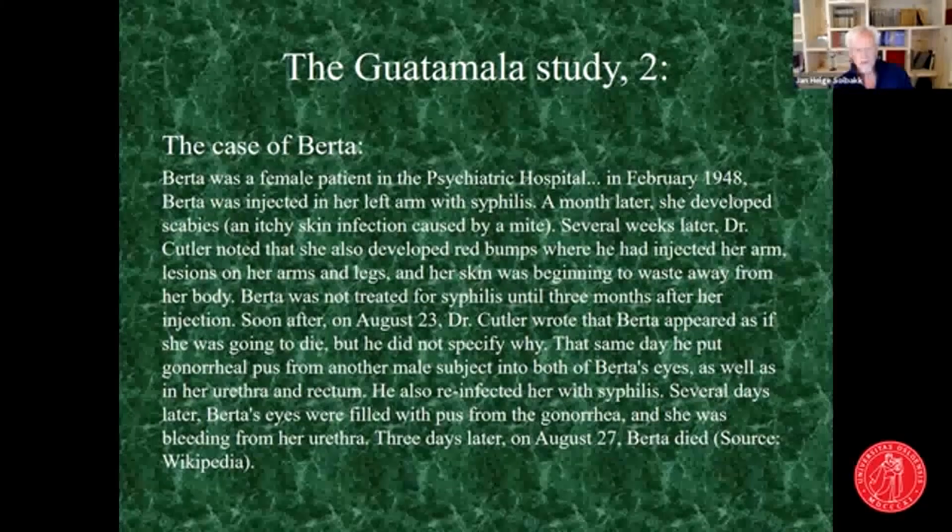Berta was not treated for syphilis until 3 months after her injection. Soon after, on August 23, Dr. Cutler wrote that Berta appeared as if she was going to die, but he did not specify why. That same day, he put gonorrheal pus from another male subject into both of Berta's eyes, as well as in her urethra and rectum. He also reinfected her with syphilis. Several days later, Berta's eyes were filled with pus from the gonorrhea, and she was bleeding from her urethra. 3 days later, on August 27th, Berta died.